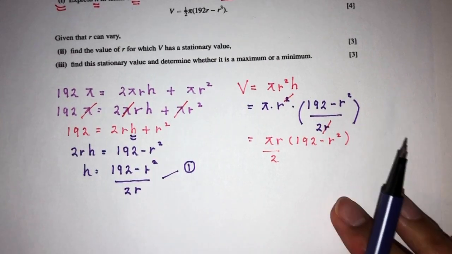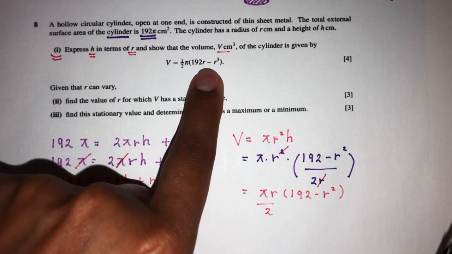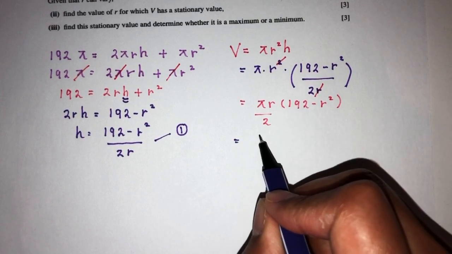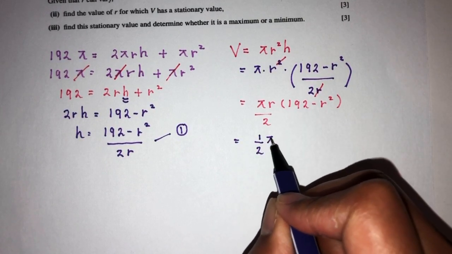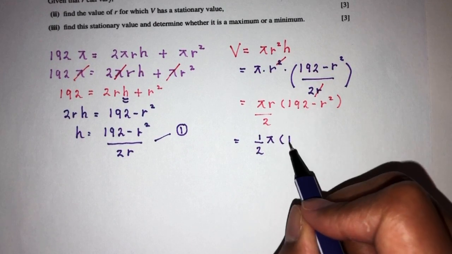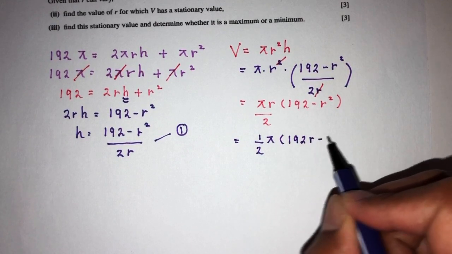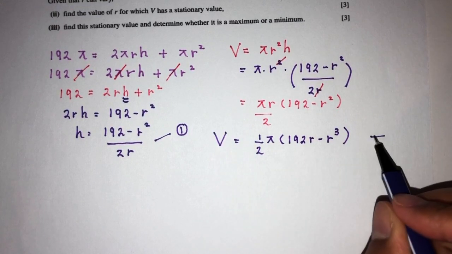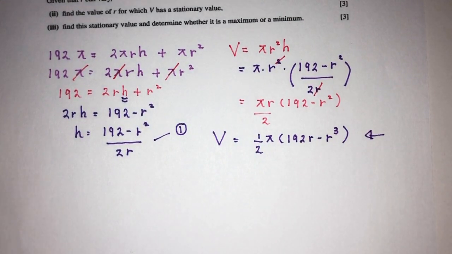So let me rewrite this down so we can have exactly shown as required. So let me send the r inside. You will have half is here, pi is here. Now we send the r inside. You will have 192 r minus r cubed. That will be the value for V. That will be part 1 of the question, shown as required.